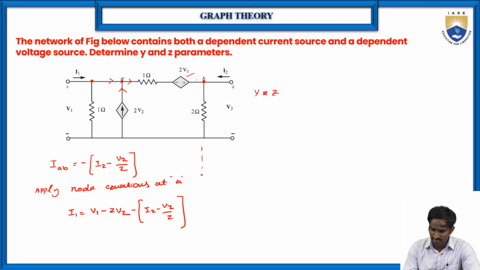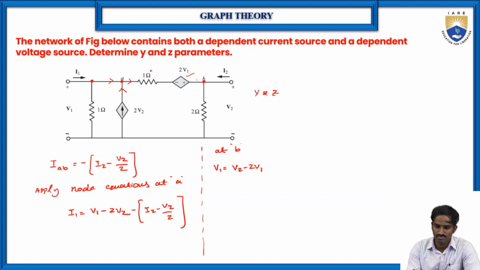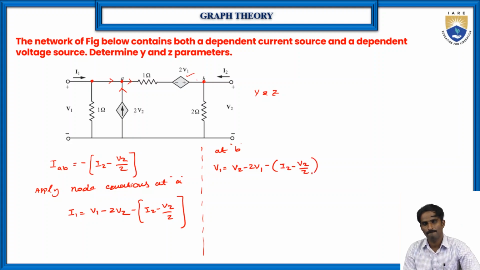Then in a similar way, we apply the node equation at B. Then the equation becomes V1 is equal to V2 minus 2V1, because 2V1 is there, and the current flowing through this is I_AB. So minus I2 minus V2 by 2. Then let us consider this as equation number 1 and this as equation number 2.